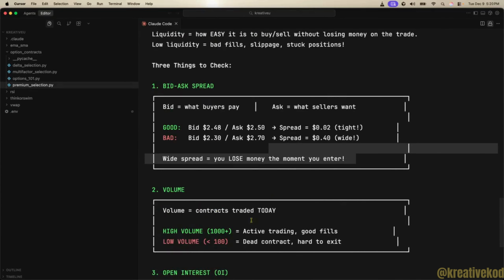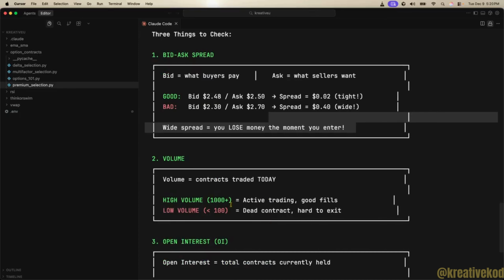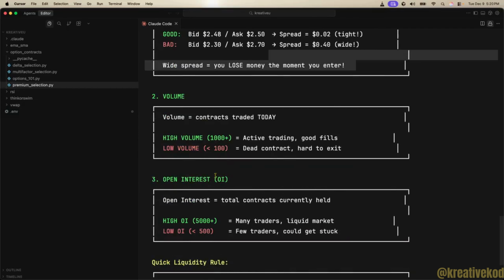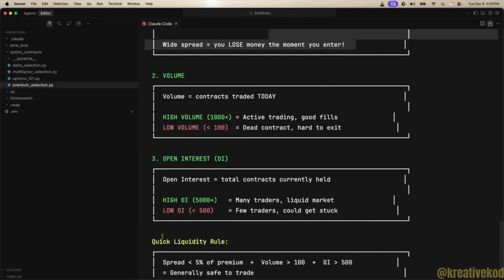Volume is the contracts traded today. High volume is 1,000+ contracts actively trading, good fills. Low volume is anything less than 100 contracts, dead contract, hard to exit. Open interest, or OI, is the total contracts that are currently being held. So high OI is over 5,000. This is many traders, liquid market. Low OI is less than 500, few traders, and you're probably going to get stuck in the position.